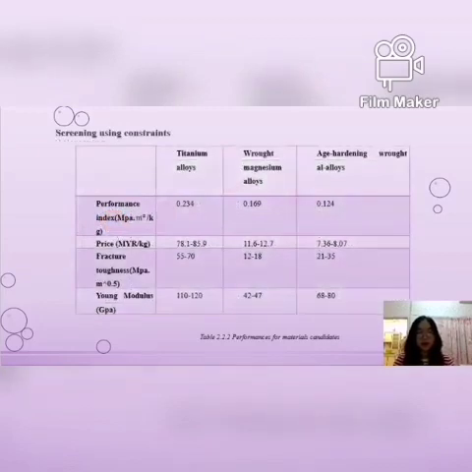After that, screening using constraints. After eliminating tungsten alloy and nickel-based superalloy, there are 3 material candidates left, which are titanium alloy, rod magnesium alloy, and age hardening rod aluminum alloy. The table shows the performance of the material candidates based on their constraints.